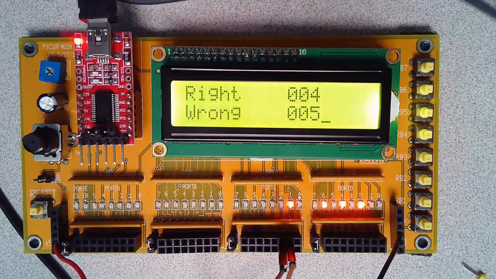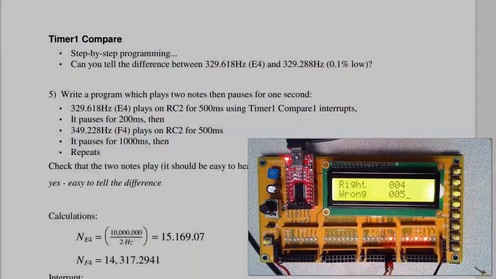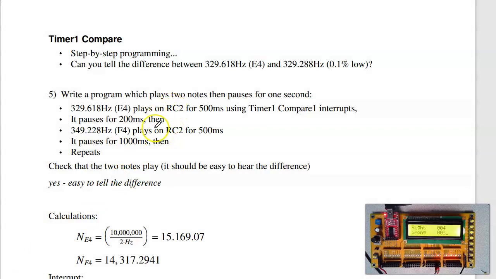Okay, so that's the idea. I'm going to do that with 2 notes. I can clearly tell the difference, E4 and F4. And then I'm going to do E4 followed by E4 plus 0.1%. So starting out, I want to come up with a program that plays 2 notes, and do that using Timer1 Compare.